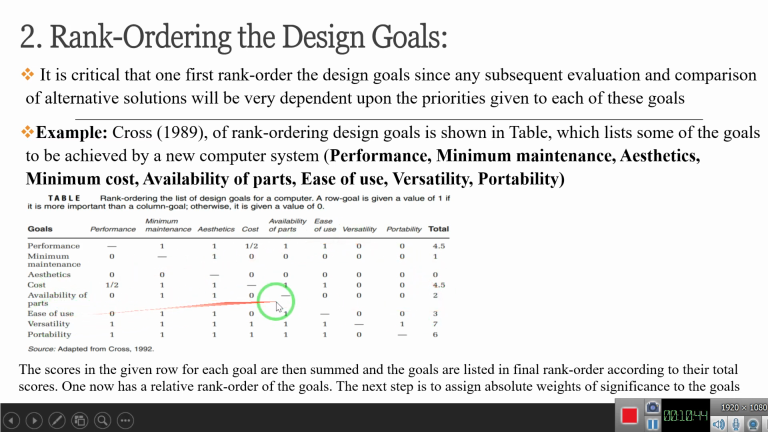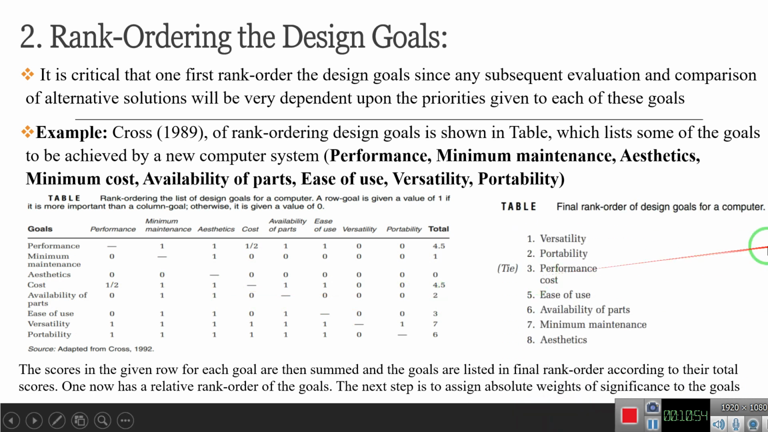Next we got 3. That is ease of use. Next we got availability of parts. So like this, rank orders are there. So the final rank order of design goals for a computer: first, versatility 7. Second, portability 6. Performance and cost are high.